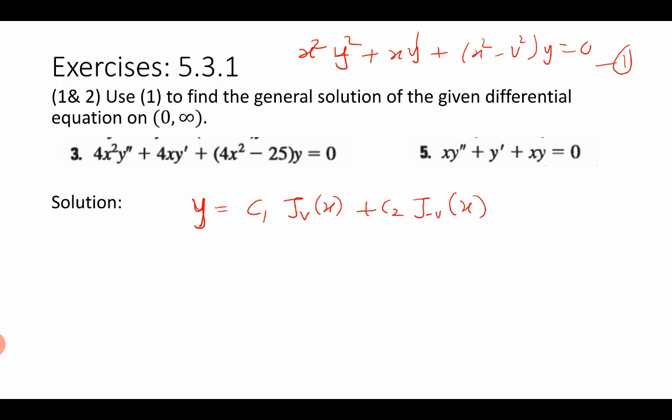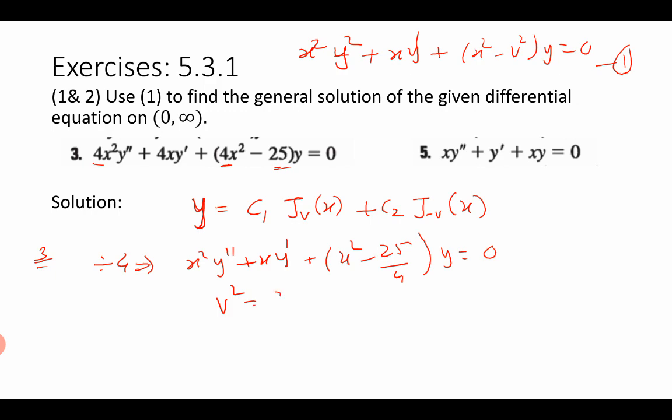Okay, compare this one, but we don't want a coefficient for x square, isn't it? In this equation, for problem number 3, divide by 4, what do you get? We want only x square. This will be x square y double prime plus xy prime plus (x square minus 25 over 4) y is equal to 0. What is v square? v square is 25 over 4, gives v a positive 5 over 2, isn't it? Therefore, what is the general solution?